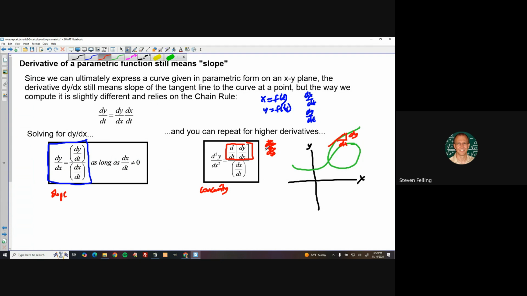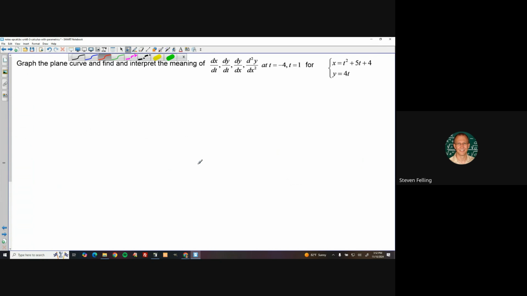You can memorize these as formulas, but let's actually go ahead and do an example and see the whole thing. Here is a set of parametric equations. We want to graph the plane curve, but we want to start by finding dx/dt, dy/dt, dy/dx, which is the slope, and the second derivative of y with respect to x, which is the concavity, and then finding those values at two different parameter values, -4 and 1. Before we graph the plane curve, let's compute the derivatives.